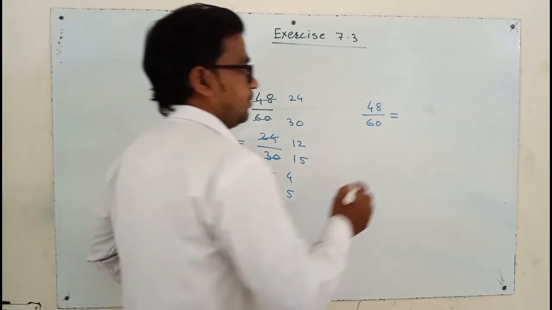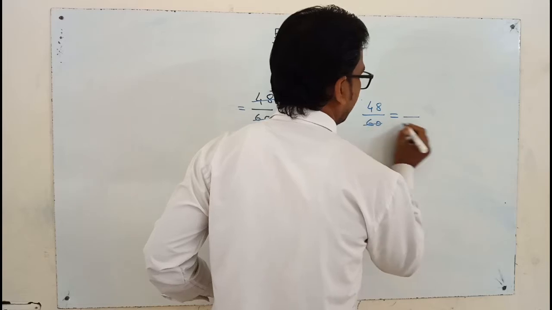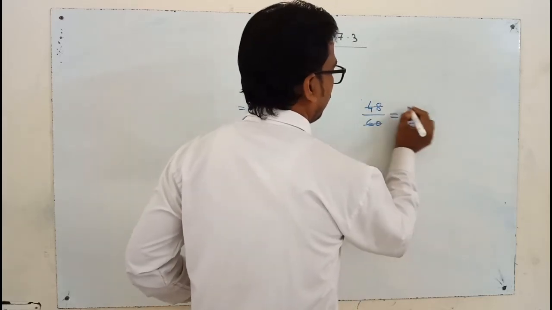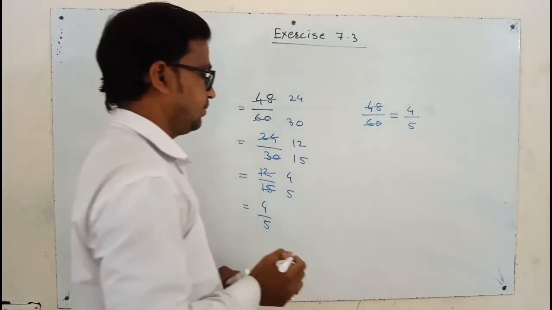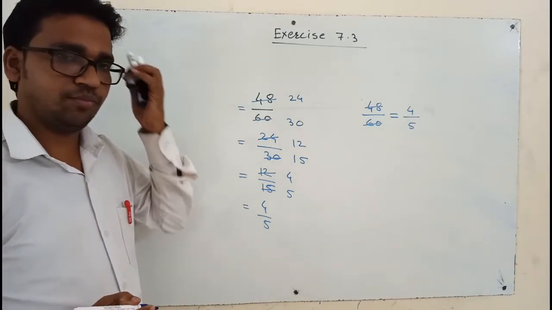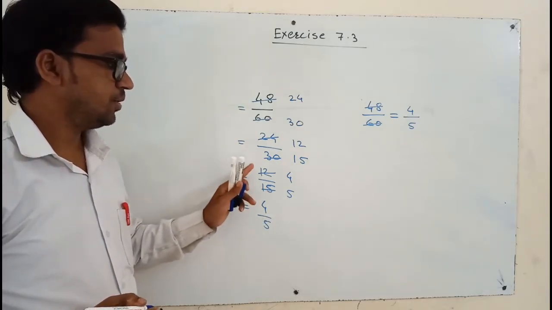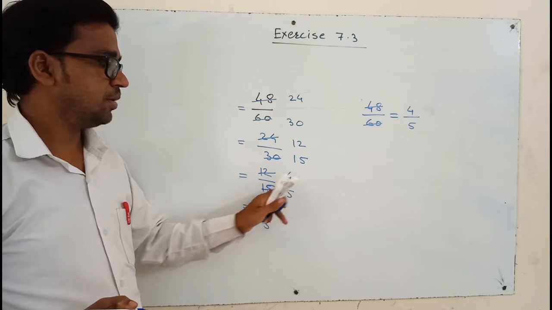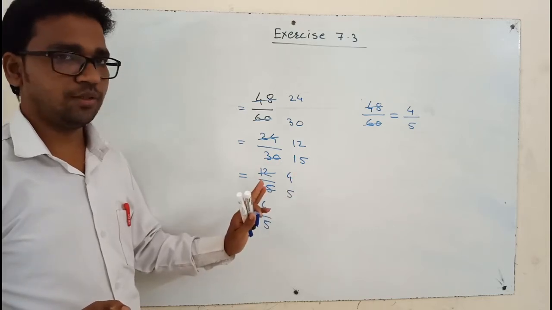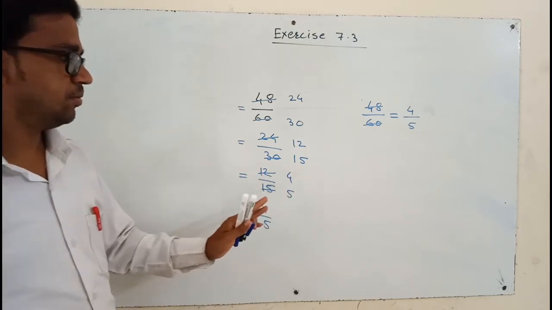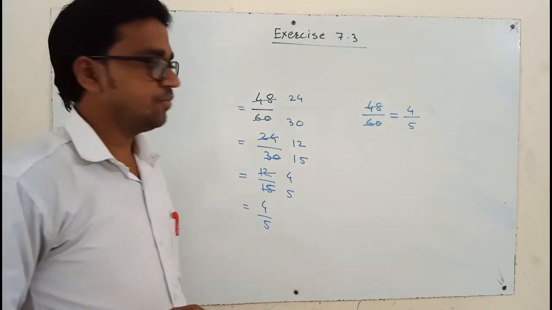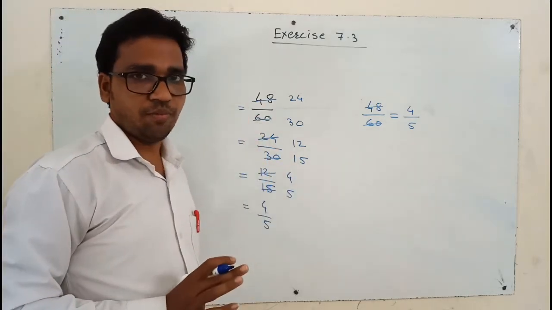12 is there. 12 5s are 60 and 12 4s are 48. Okay, so it is 4 by 5, the simplest form.